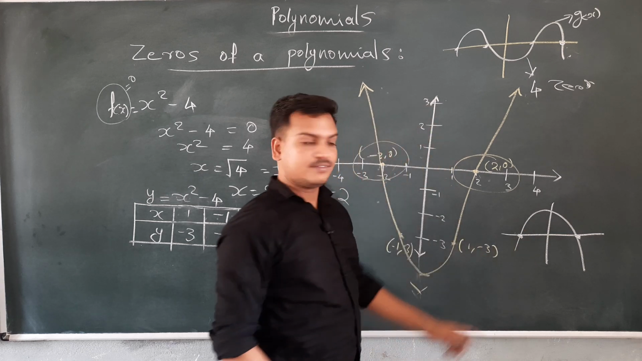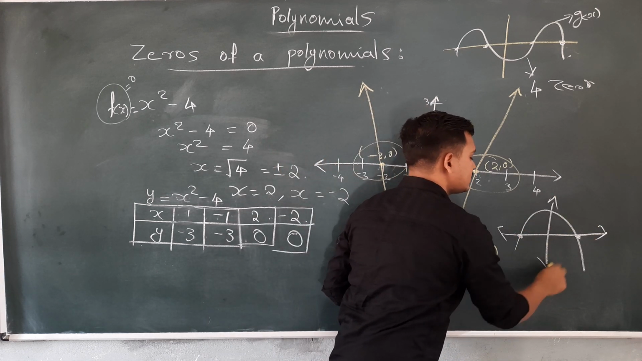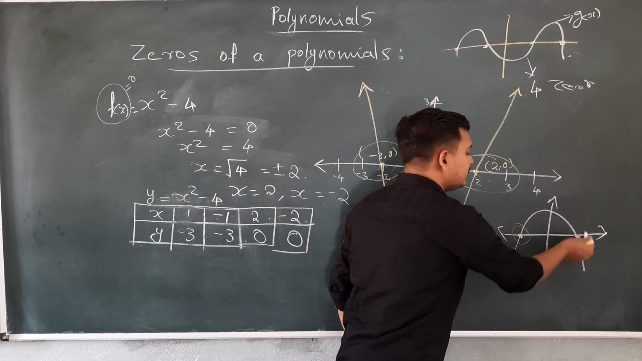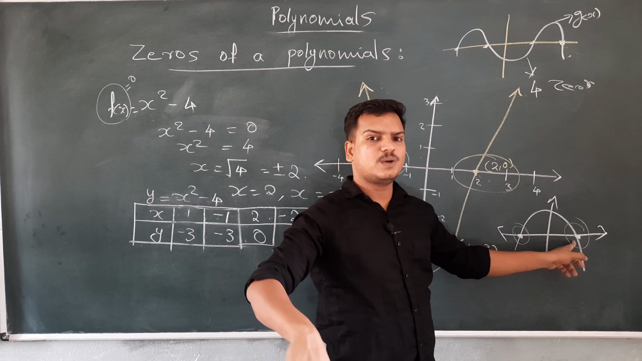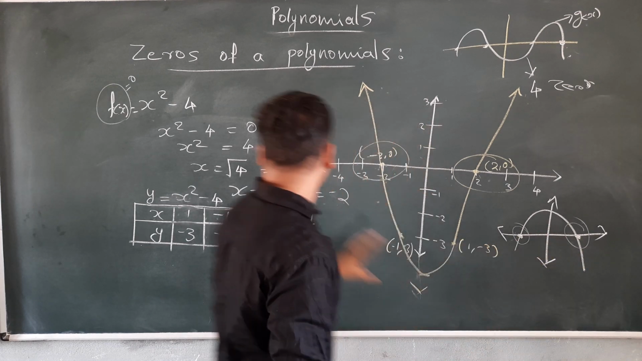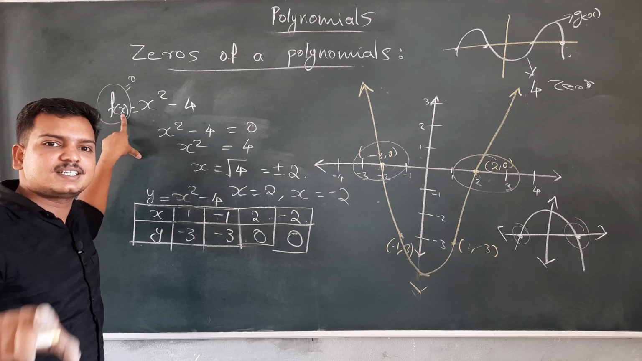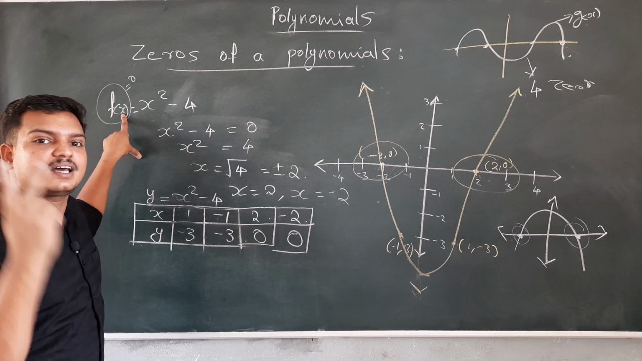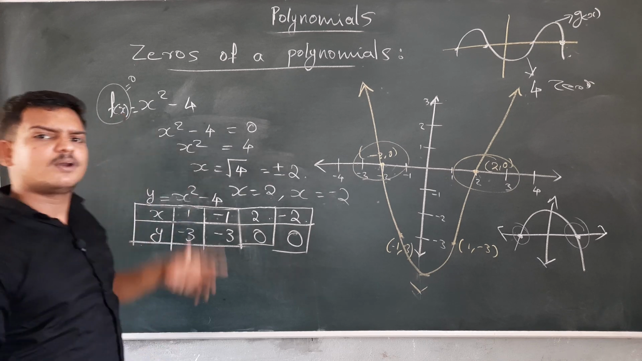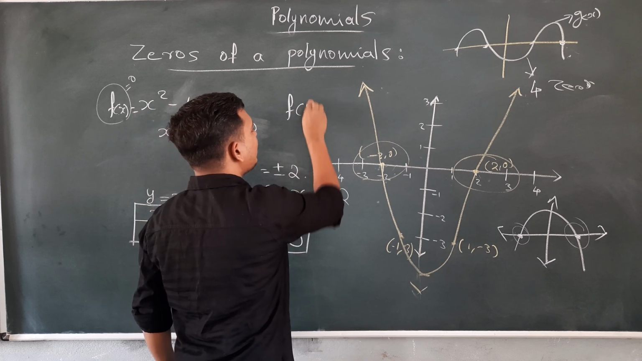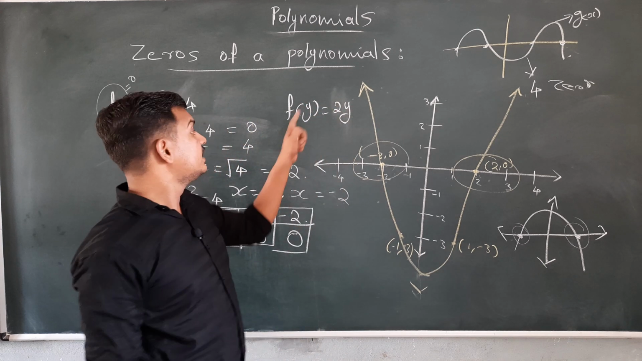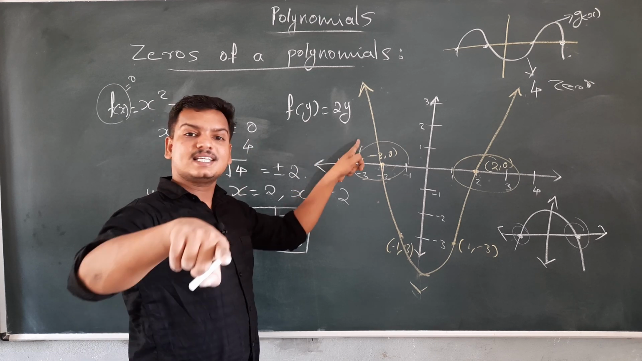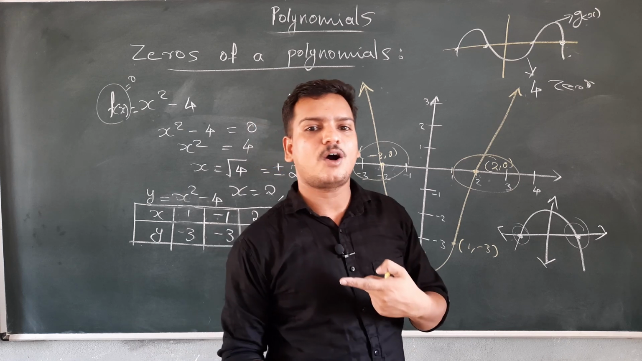Look, in this graph, this is the x-axis and this is the y-axis, at two different positions the graph is intersecting the x-axis. So the values at which the graph is intersecting the x-axis are called zeros of the polynomial. Now, everywhere we are considering the polynomial in terms of x. So if the polynomial is in terms of x, then you must see how many intersections there are on the x-axis. Suppose the polynomial is in terms of y, for example, f of y is equal to 2y. Then what must you do? You must look for the intersection on the y-axis. You must see how many intersections there are on the y-axis.